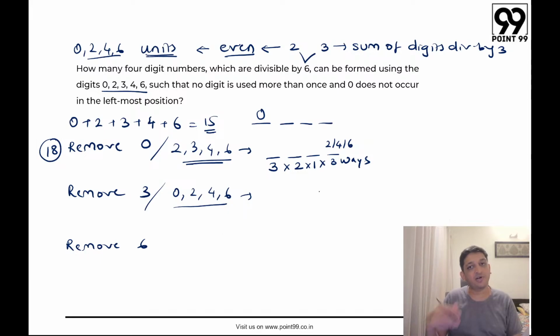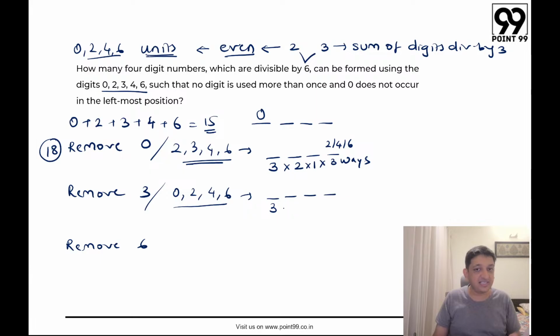So unit place में whatever digit comes, I am not worried about it. But what am I worried about? I am worried about getting this 0 in this thousands place. Then it will be a problem. तो यहाँ पे मैं 0 नहीं लिख सकता. So this digit can be chosen in 3 ways. ये वाला digit, it can either be 2, 4 or 6.